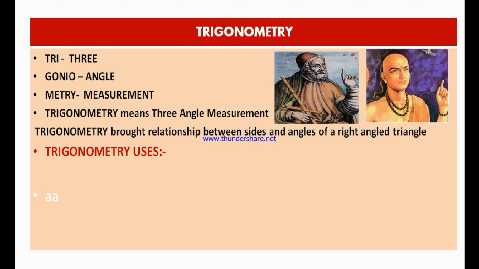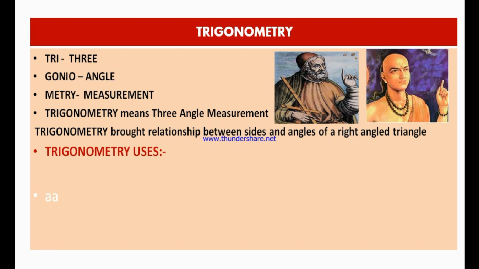Now, basically, the study of triangles, where we deal with the angles and the sides of a right angle triangle, is used in trigonometry. It is one of those divisions in mathematics that helps in finding the angles and missing sides of the triangle with the help of trigonometric ratios.